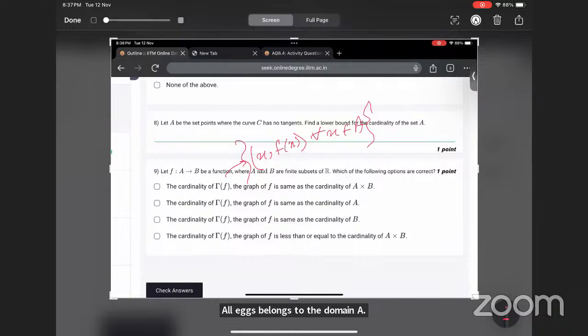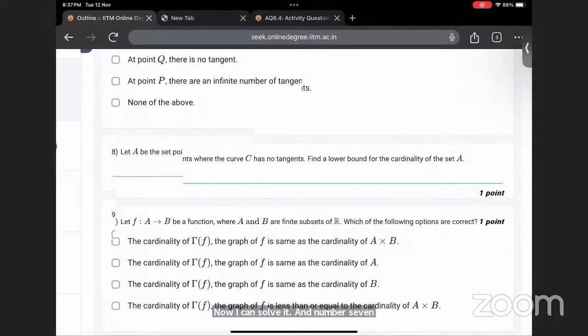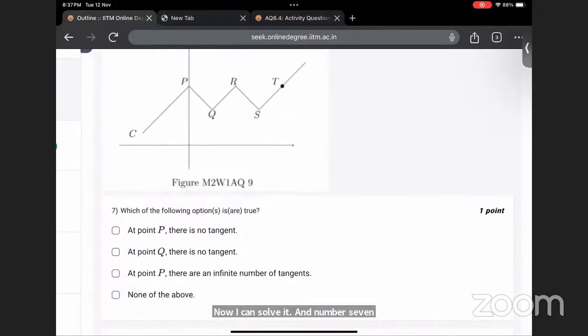Yes, now I can solve it. And number 7. What is the issue in number 7? In my opinion, there is no tangent at P or Q, but I have a doubt because what I learned is that we always take the tangent of a curve or the tangent of a circle. So there is no tangent, right?